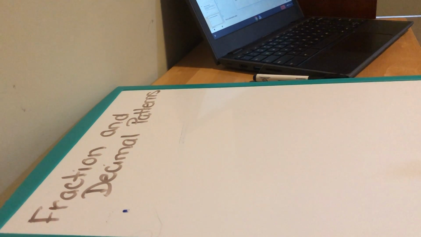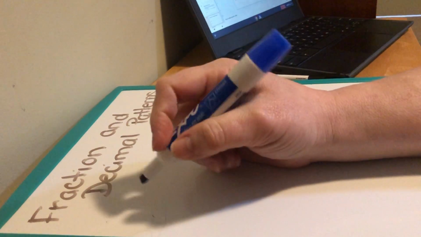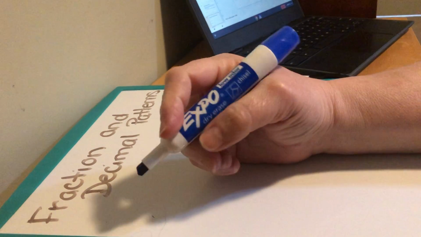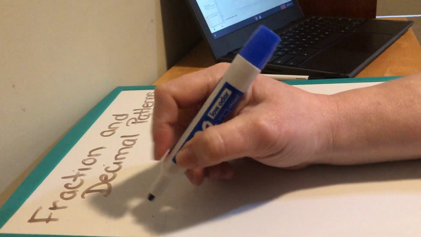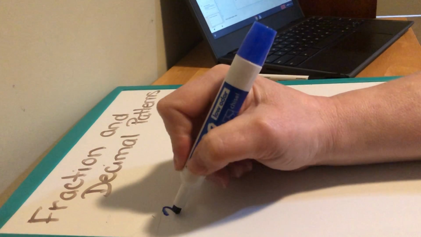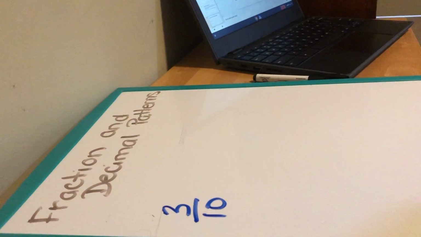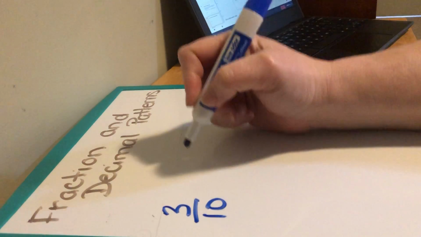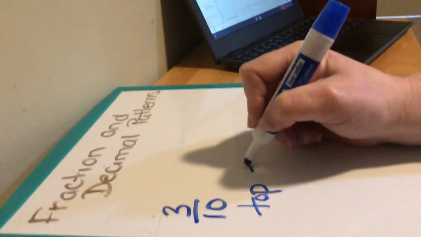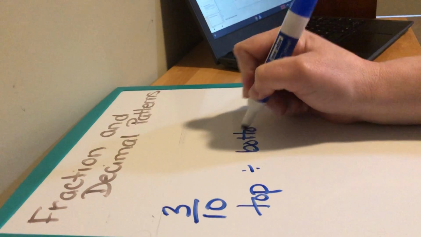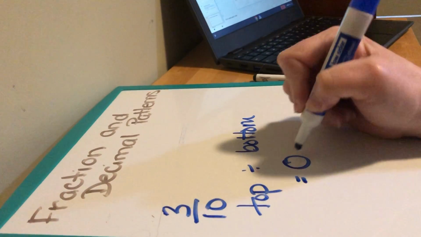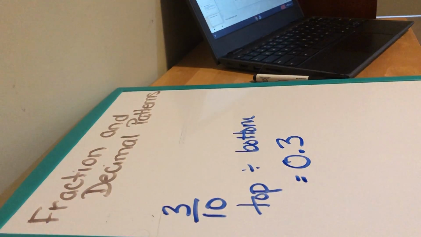And that's it. Okay, so remember, when you're turning fractions into decimals, if I have 3/10 and I want to turn that into a decimal, I'm going to take the top divided by the bottom on a calculator, and that's going to give me a decimal. Okay, so I hope that helps. It's actually pretty easy once you get a hold of it and you understand what's going on.